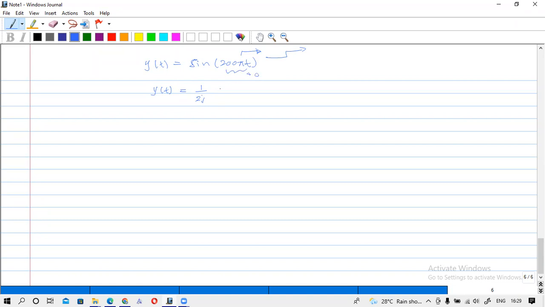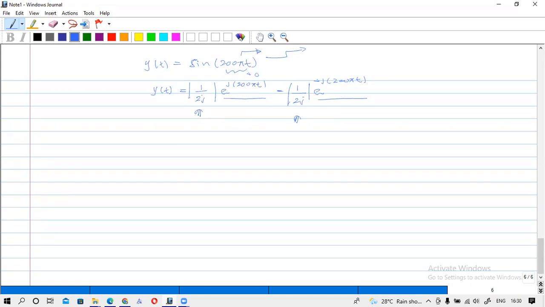So I have e to the power j 250 minus half j e to the power minus j 250. This is my terms. Here I have coefficients, here also I have coefficients, and this will be my complex term.